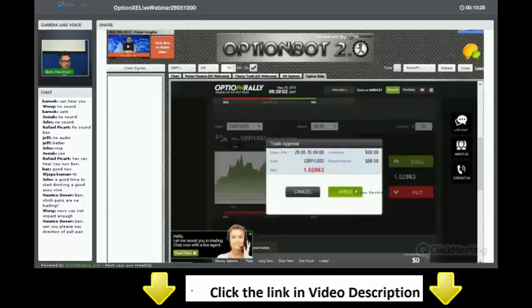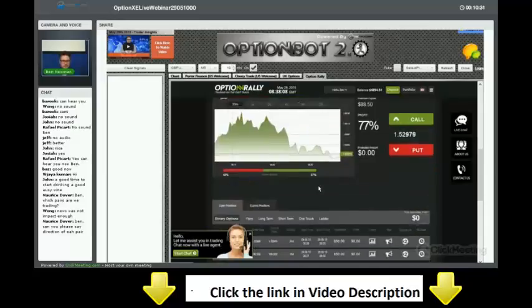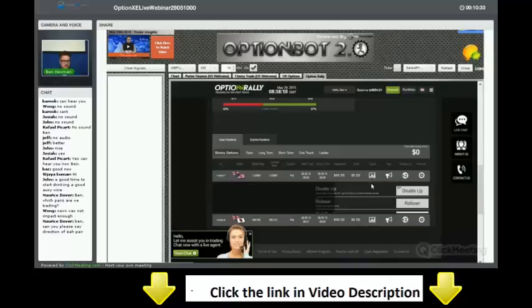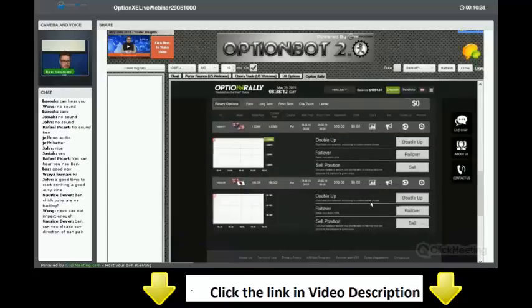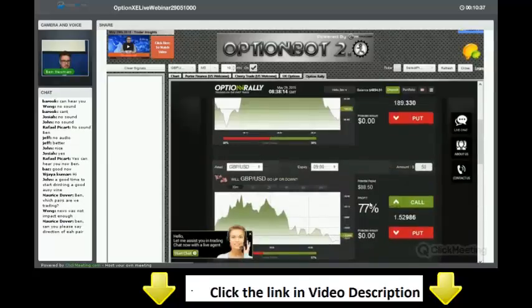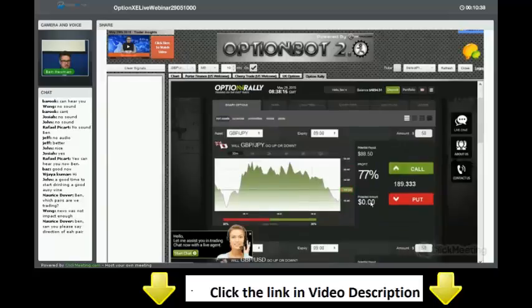I'm going to place another one here. This is a put trade, GBP USD again, a put trade. Okay, so we're going away from the pound, and it's just started to move back a bit now. The pound's starting to strengthen. Let's hope we haven't. And now the pound is really starting to strengthen.